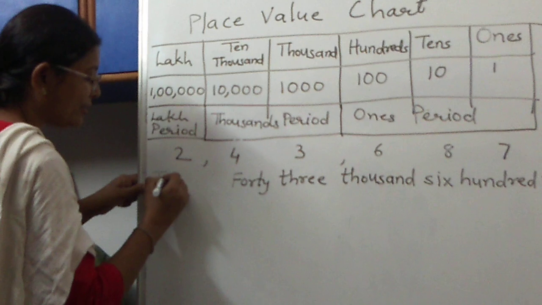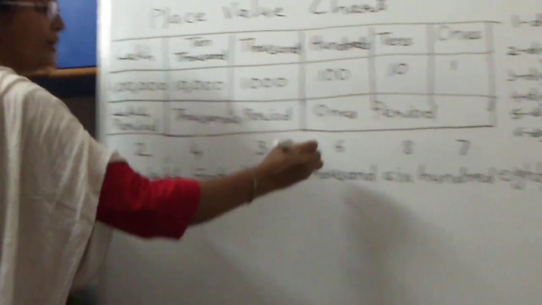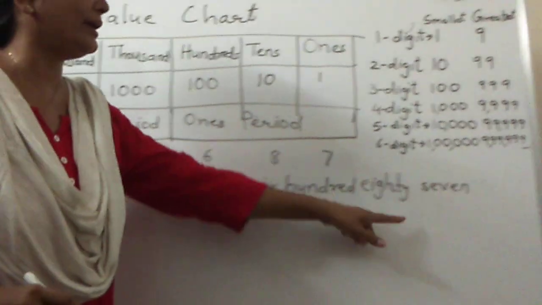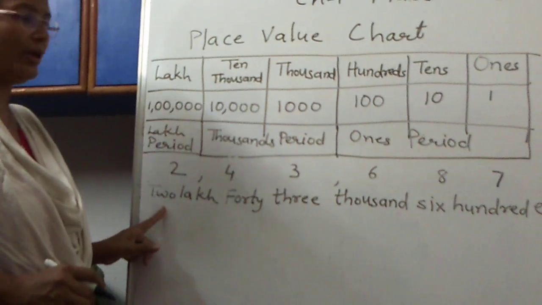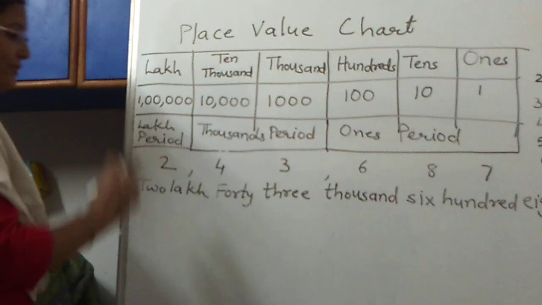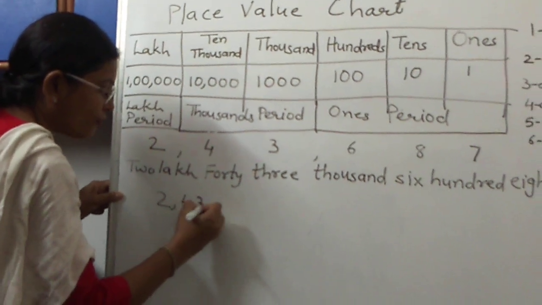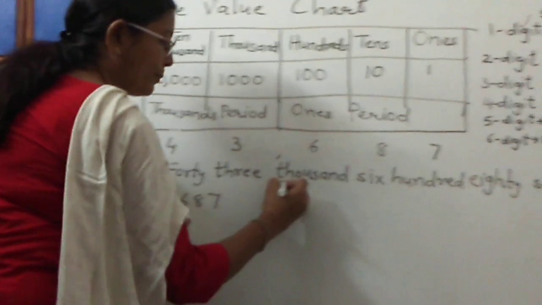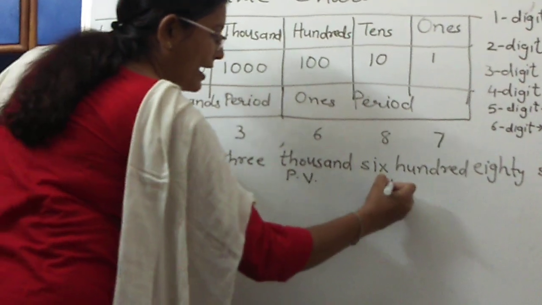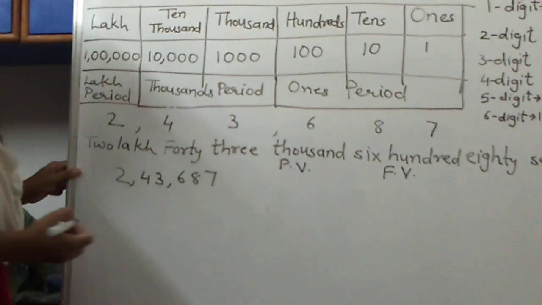Here I will add it. 2,43,687. Clear? This is in figures and this is in words. Okay. Now let me talk about the place value of it. When we are writing the place value of 2,43,687, there are place value and face value. I will explain face value afterwards. First let me show you place value.